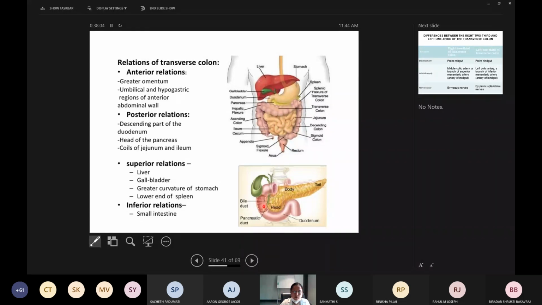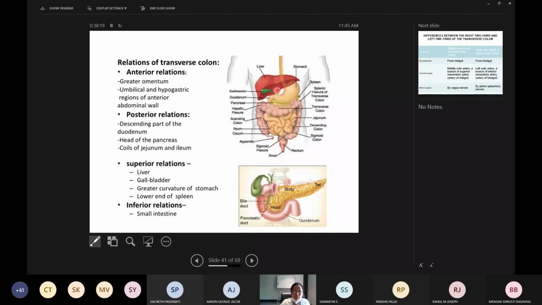So it is related to the second and the third part of the duodenum and the head of the pancreas and the coils of the jejunum and the ileum here. So anterior relations, greater omentum and the anterior abdominal wall. Superior relations. So this is the transverse colon.